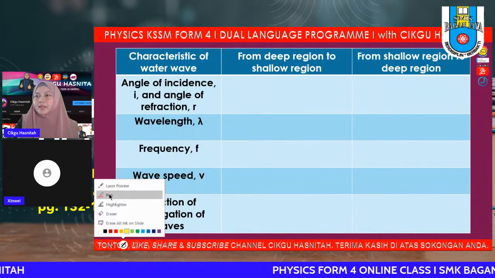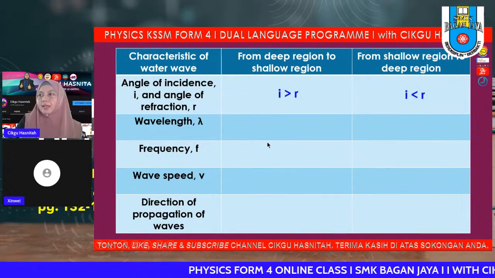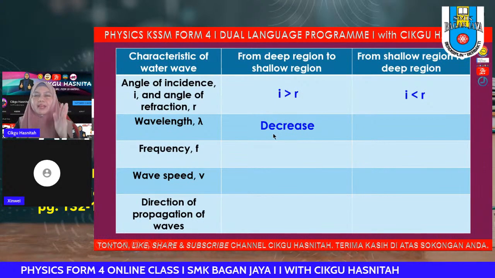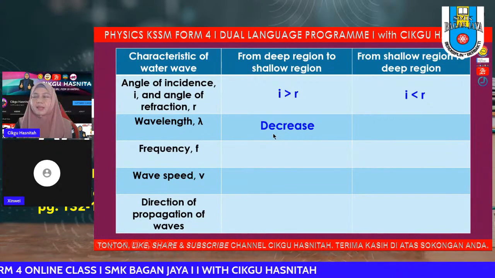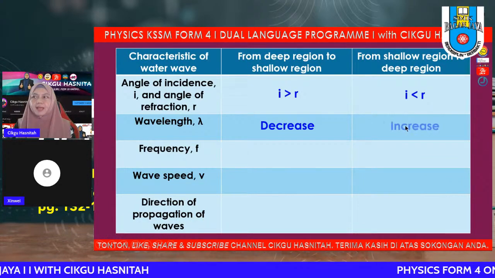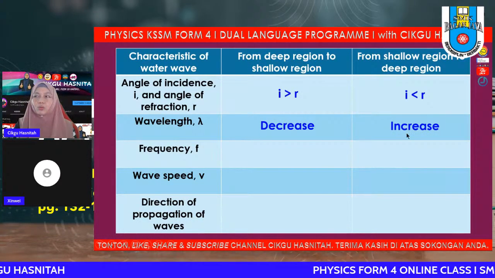Okay, so for this, we write the second characteristic, on the wavelength. From deep to shallow, the wavelength becomes shorter, it decreases. While from shallow to deep, what happened to the wavelength? It becomes longer, or increases.